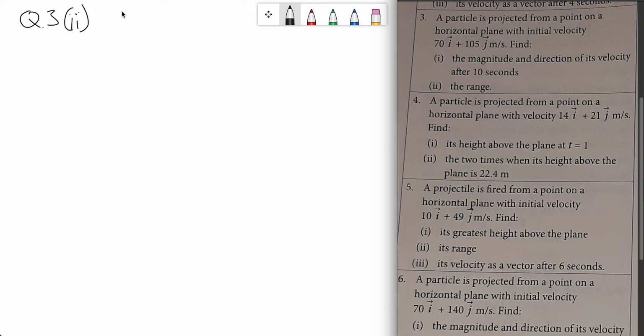So remember, it's 70i plus 105j meters per second. And basically, we're looking for the range. The range is the s, the distance in the x direction, max. That's what the range actually is.